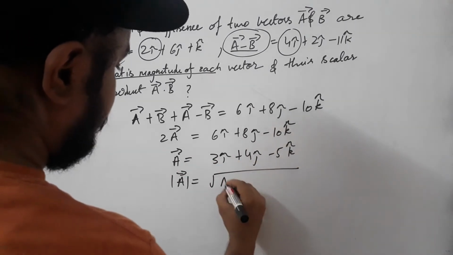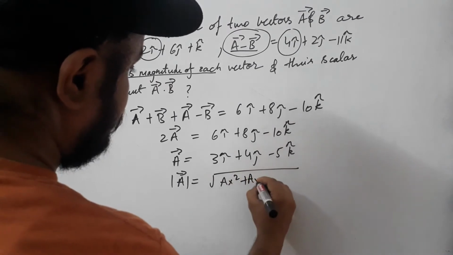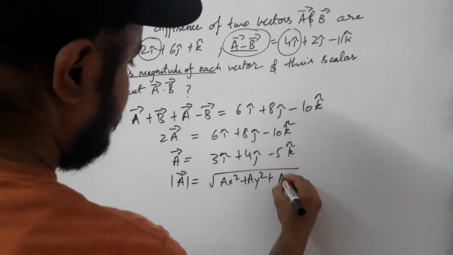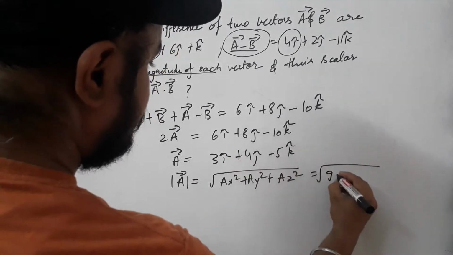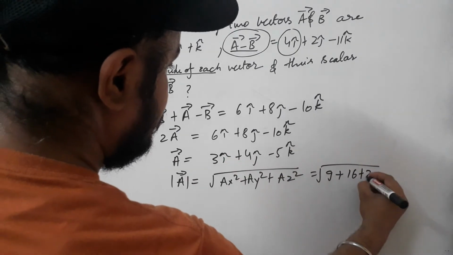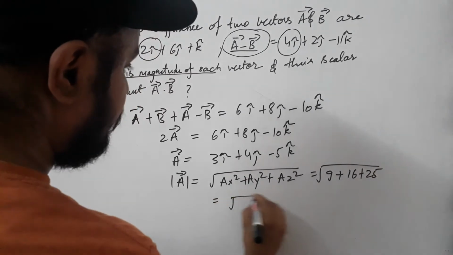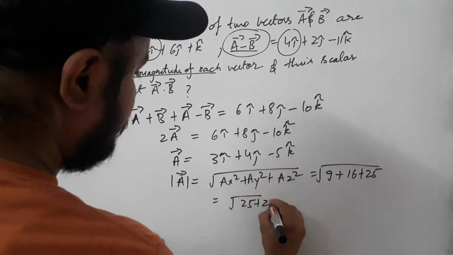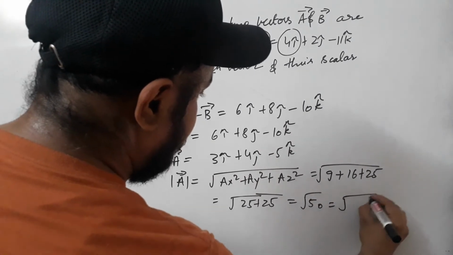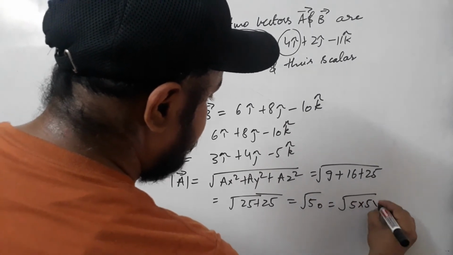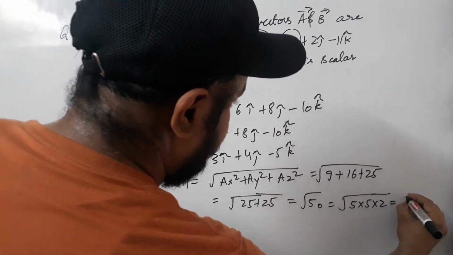That will be equal to the square root of ax square plus ay square plus az square. This is further equal to 3 square is 9, 4 square is 16, and 25. It will be further equal to 9 plus 16 is 25, plus 25, that is equal to under root of 50. Or you can further write it as 5 into 5 into 2, that is equal to 5 root 2.